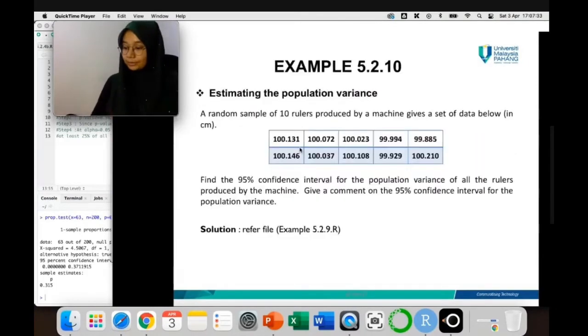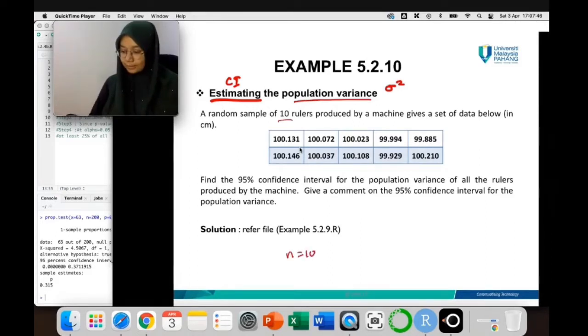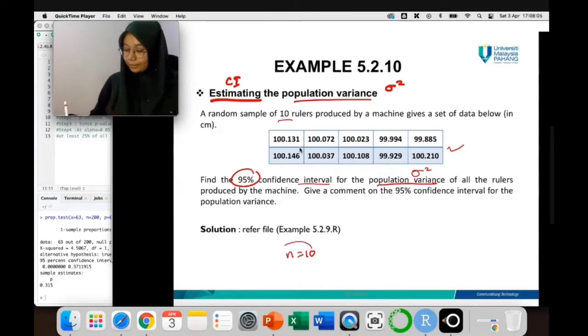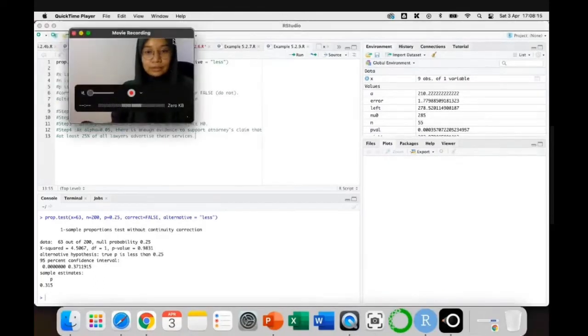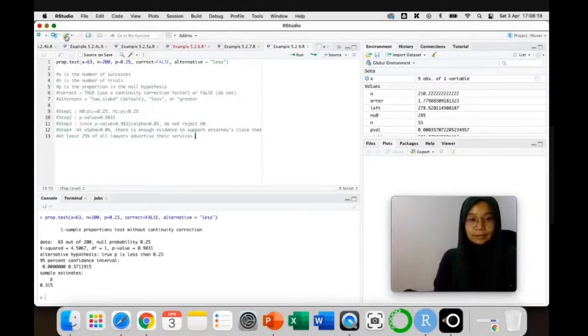Okay, look at the question. Estimate confidence interval. Population variance is sigma square. A random sample of 10 rulers, n is equal to 10, produced by a machine, give a set of data below. So you have this data. Find 95% confidence interval for the population variance of all the rulers produced by the machine. Okay. So dia bagi you n, dia bagi you data. Daripada data ni you boleh cari S square. So what did we do is we just put in into the R. Masukkan dalam R.